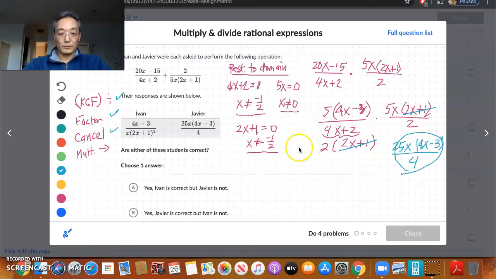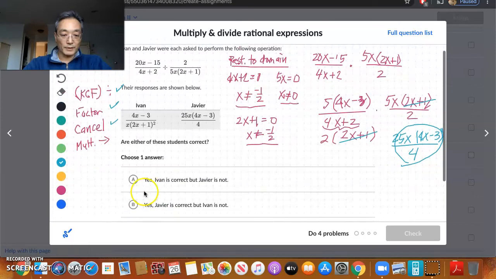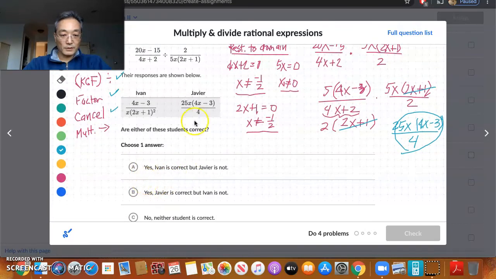Looks like Javier is correct. So let's pick Javier. And Ivan is not. If you look here, the third choice says neither student is correct. So it definitely looks like Javier is the correct student.